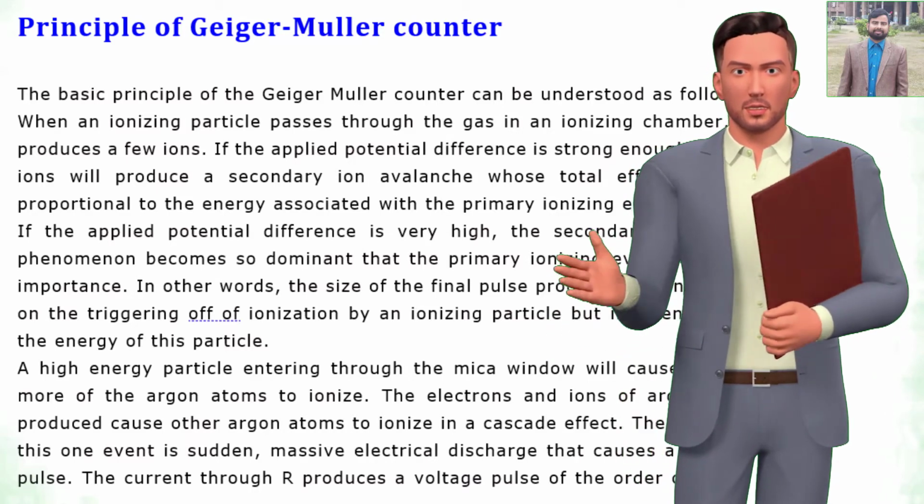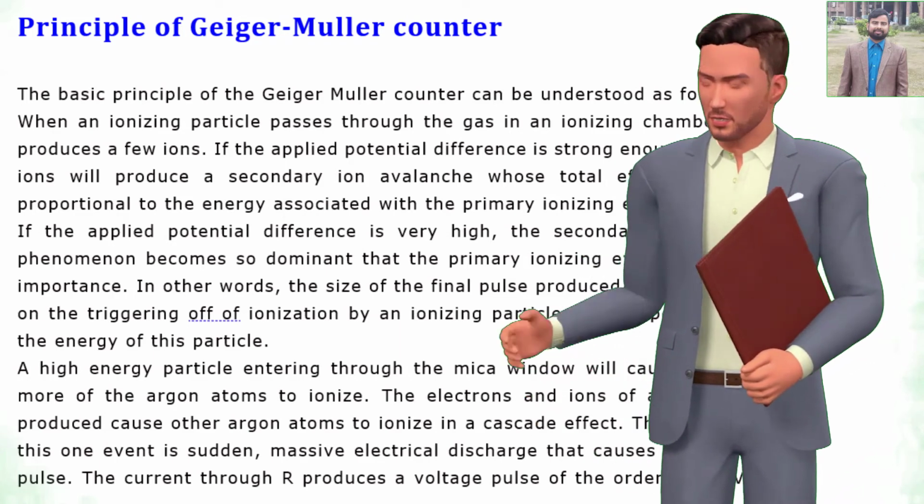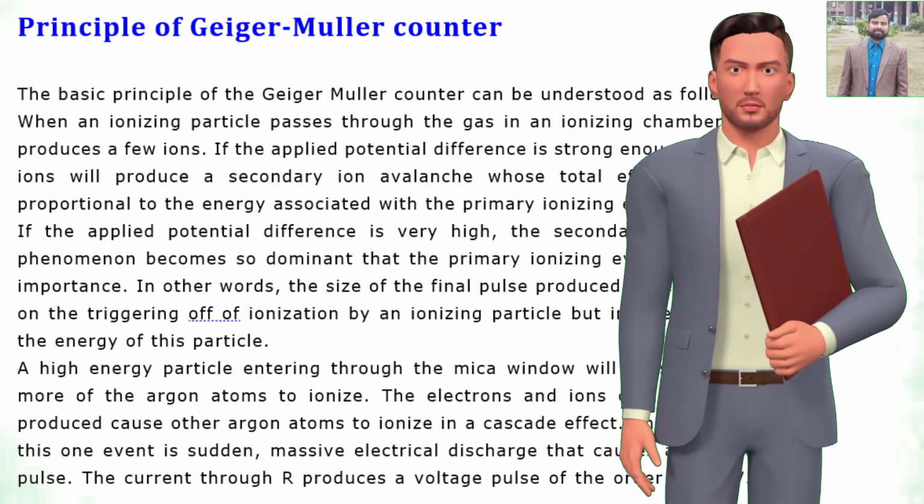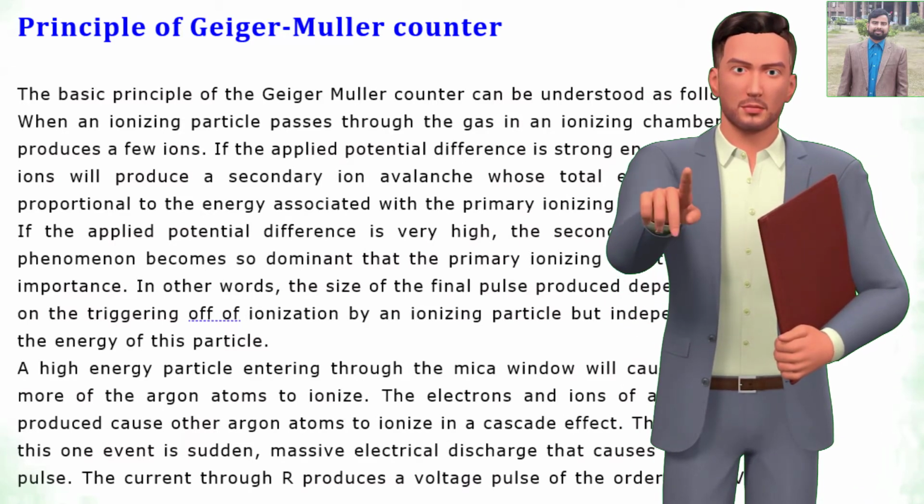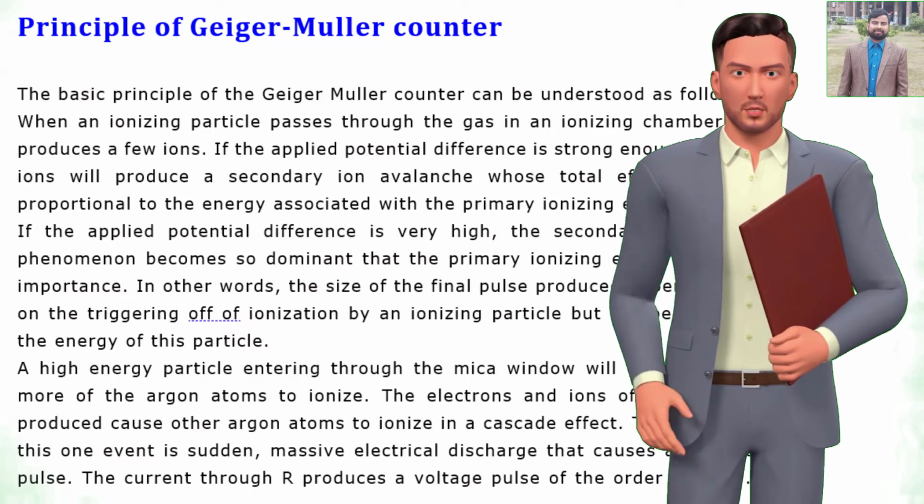If the applied potential difference is very high, the secondary ionization phenomenon becomes so dominant that the primary ionizing event loses its importance. In other words, the size of the final pulse produced depends only on the triggering off of ionization by an ionizing particle but is independent of the energy of this particle.